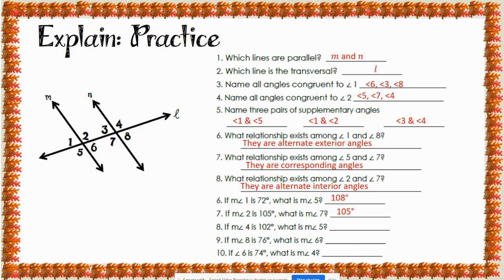Number 8 says if the measure of angle 4 is 102 degrees, what is the measure of angle 5? Well, when I look at 5 compared to 4, I see that both of them are exterior angles because they are outside of the parallel lines. And they are also on opposite sides of the transversal. Since they're on opposite sides of the transversal, that means that they are alternate exterior angles. Well, alternate exterior angles are always congruent. So this is also going to be equal to 102 degrees.